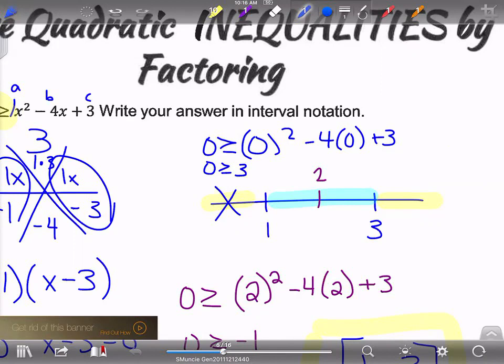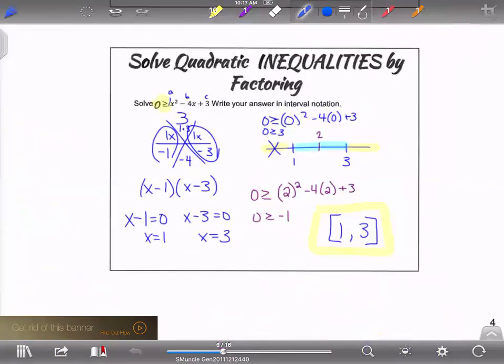So Courtney just happened to pick 2 good numbers on the last 2 problems. But that's what would happen if you picked a number in a region that didn't work. So if we would have plugged in 0, we got a false statement. 0 is not greater than or equal to 3. So we knew that that region isn't part of your answer. Good job guessing though, consistently.